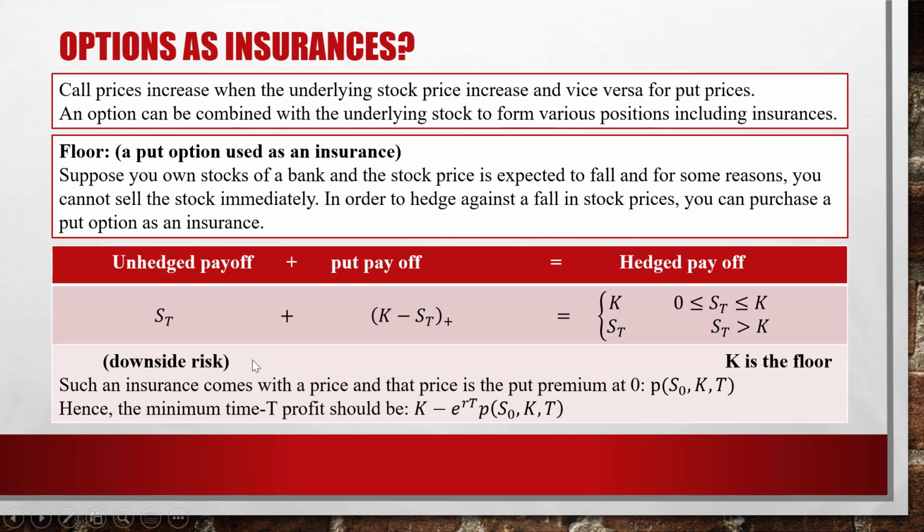Such insurance comes with a price, and that price is the put premium at time 0, the put option price P(S_0, K, T). This put premium accumulates to e^(rT) P(S_0, K, T) at time T. So the minimum time T profit should be K minus e^(rT) P(S_0, K, T).